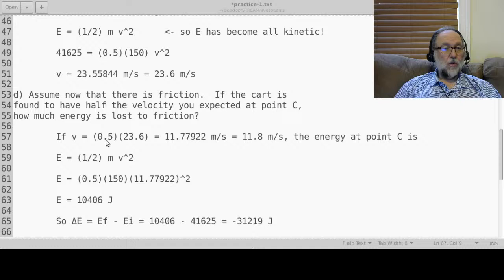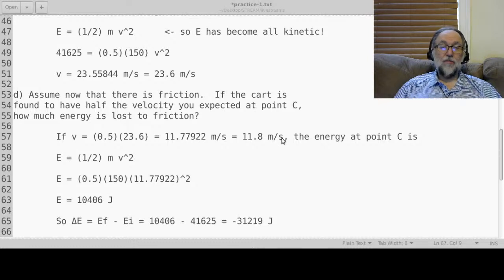Okay, so if the velocity is half of the velocity from the previous problem. The velocity when there was no friction was found to be 23.6. So I said, well, it's half of that. It just turns out to be half of that. I kept a lot of the digits there because there's a bit of a round off error if you don't. But basically, that's like 11.8 meters per second.